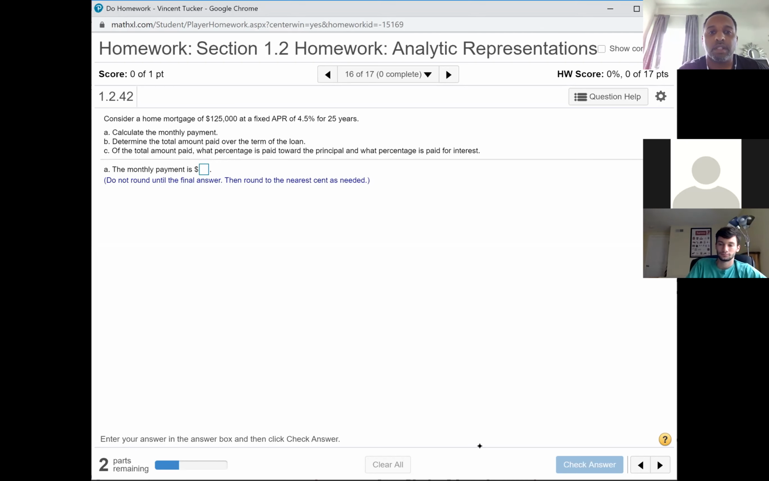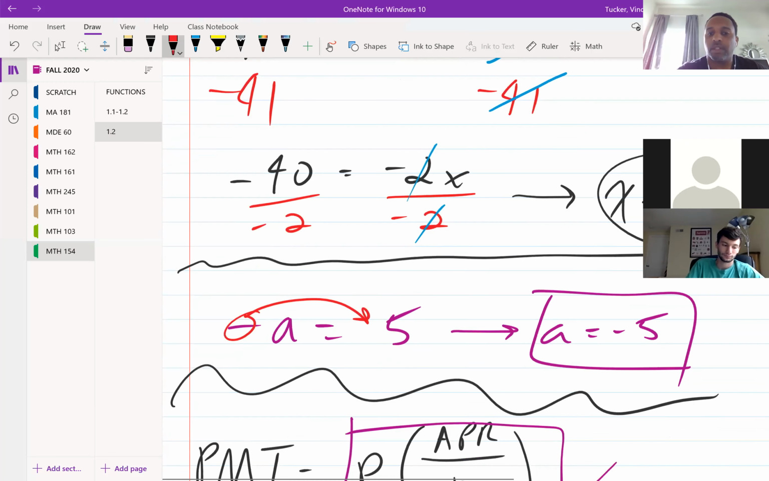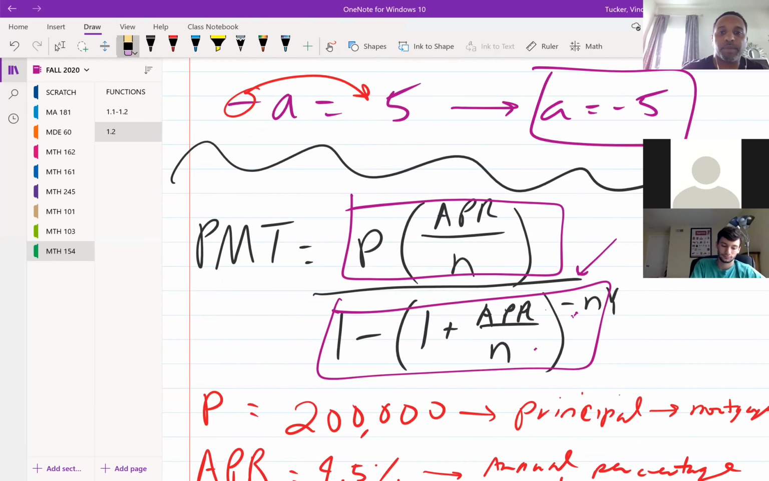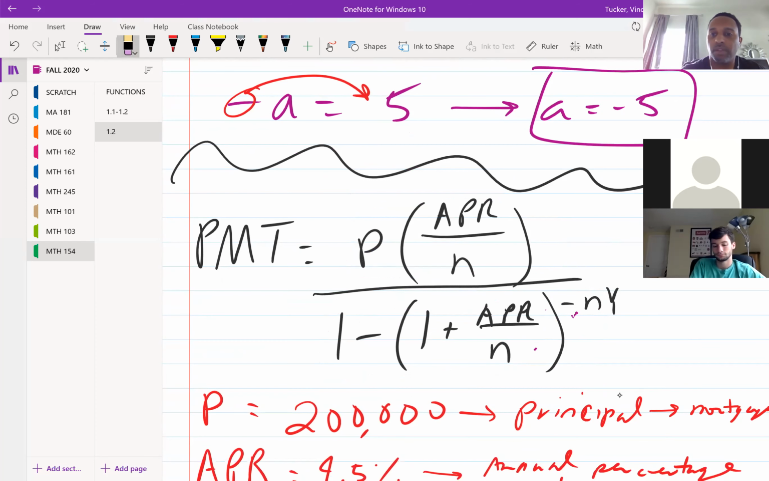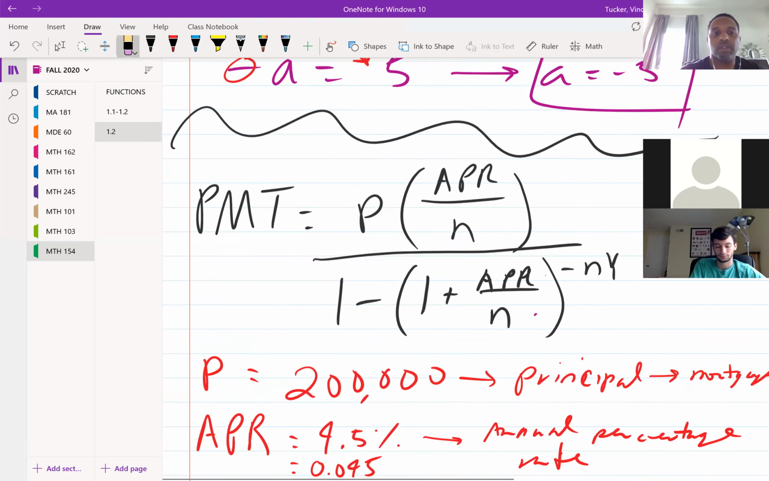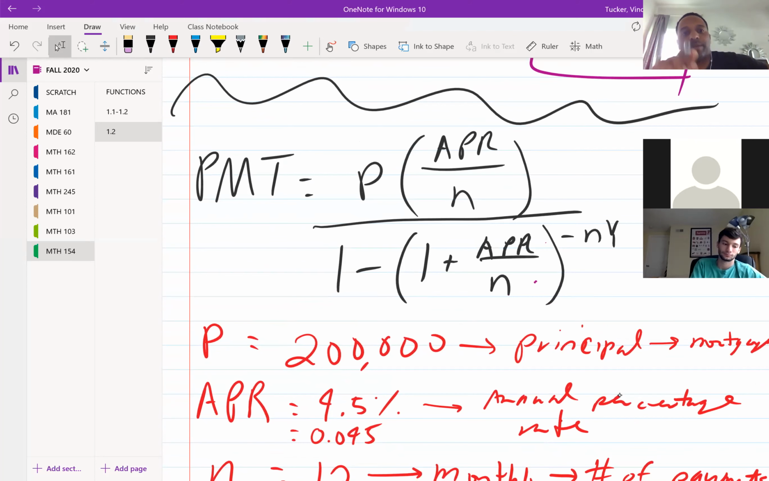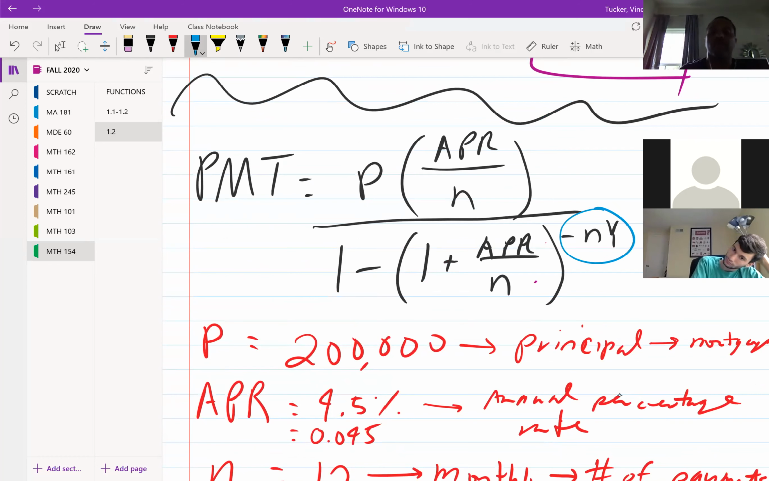Okay. Let's share it. All right, so the formula you're going to use, let me erase these boxes and stuff. The formula you're going to use is this. Payment is equal to P, which is your principal, times your APR, your annual percentage rate, over N, the number of times you're going to make a payment, over 1 minus 1 plus your APR over N, raised to a power. This exponent is the number of payments per year times the years.